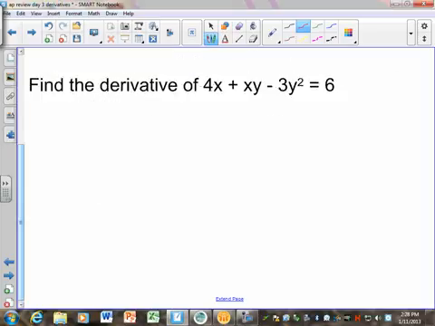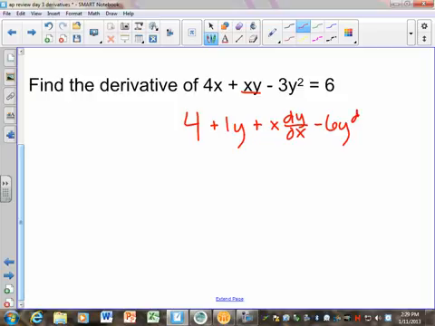So find the derivative of this. Well, the derivative of 4x is just 4. The derivative of x times y, I have to do the product rule. So the derivative of x is just 1 times y, plus, leave the first one alone, the derivative of y is just 1, but we're doing it with respect to x, so we have to put dy dx there. The derivative of negative 3y squared is negative 6y. But again, I took the derivative of y, so I have to put dy dx equals the derivative of 6 is just 0.